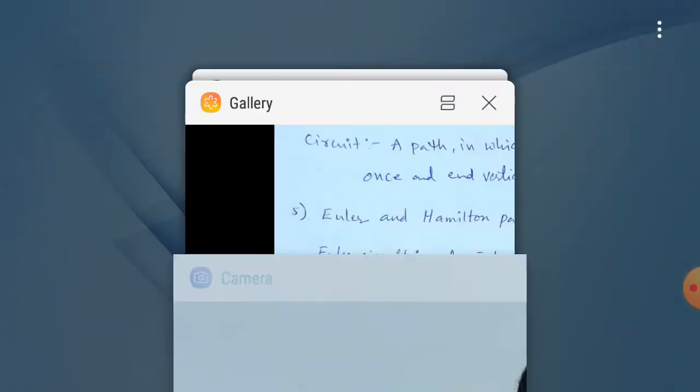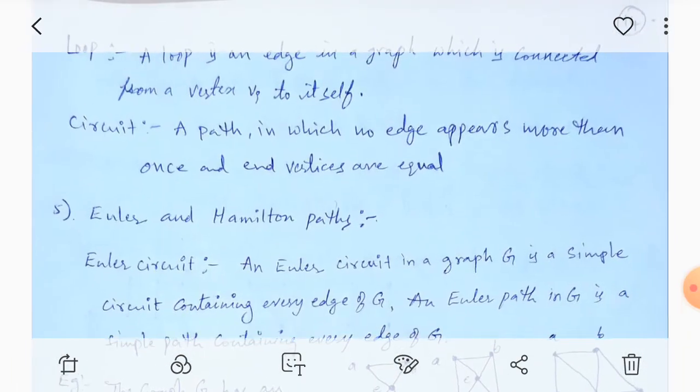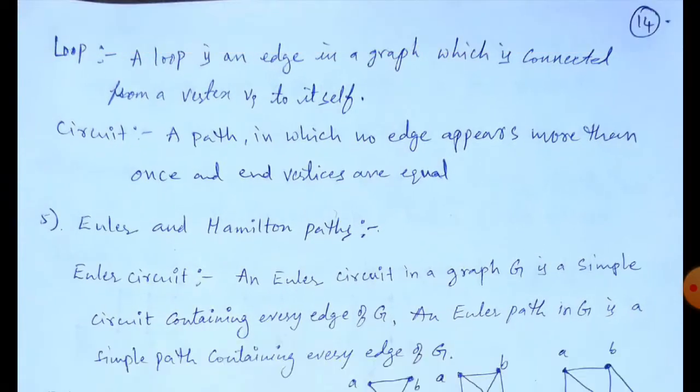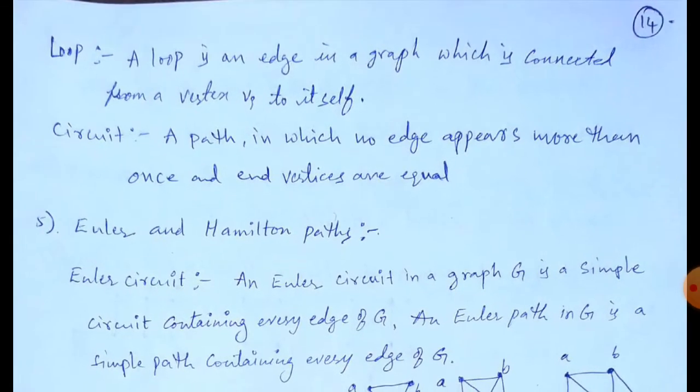Students, today we will learn another topic of graph theory. That is loops and circuits. After this one, Euler and Hamiltonian paths will follow. This is the fifth topic in our graph theory. Observe page number 14.